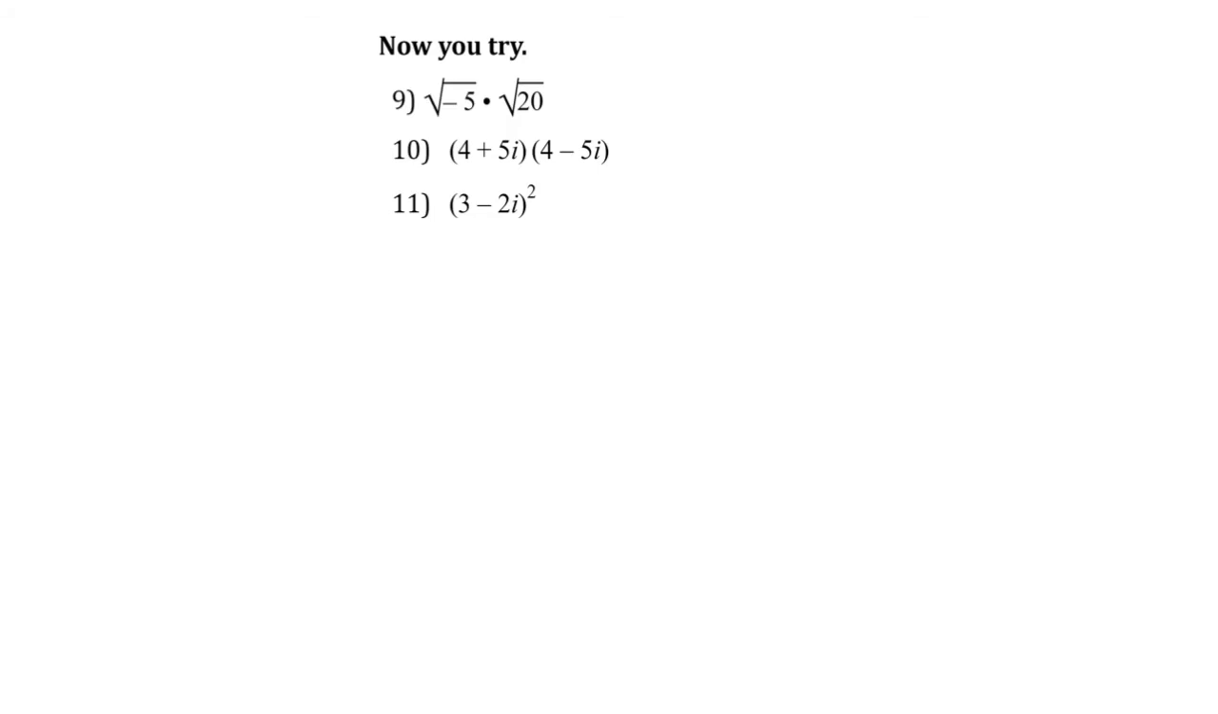Please pause your video. All right, let's see how we did. We have the square root of -5, and we are timesing that by the square root of 20. Well, here again, that negative is the same thing as -1 times 5. -1 is i squared, so you can make that substitution here. And then you can pull out that singleton i.